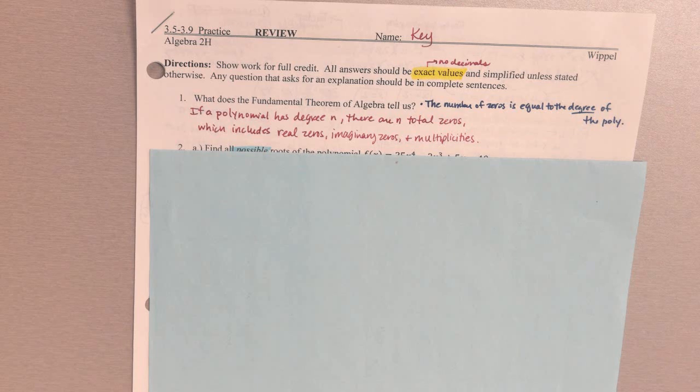So you are going to have to write, it'll say, explain what the fundamental theorem of algebra tells us. And then you will write a beautiful definition. Okay, so if a polynomial has degree n, there are n total zeros. That includes real zeros, imaginary zeros, and multiplicities.